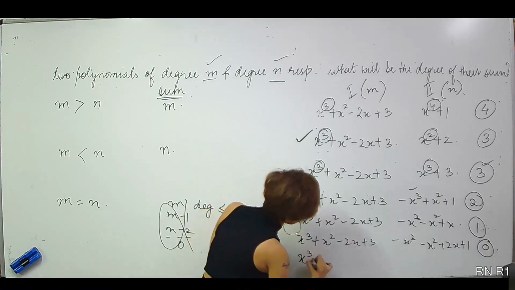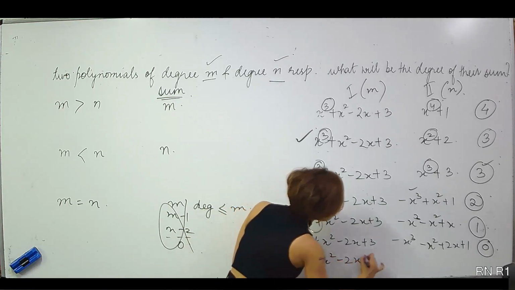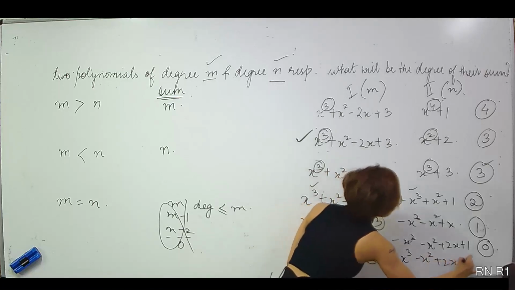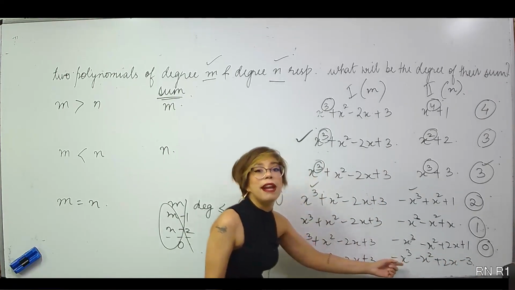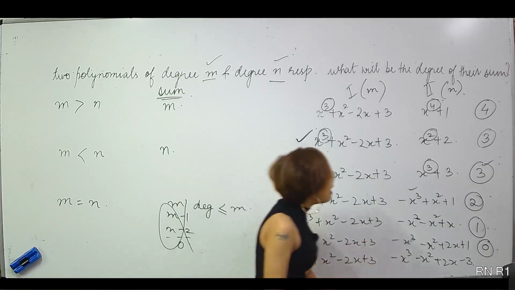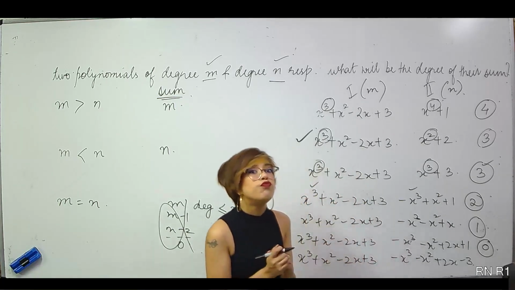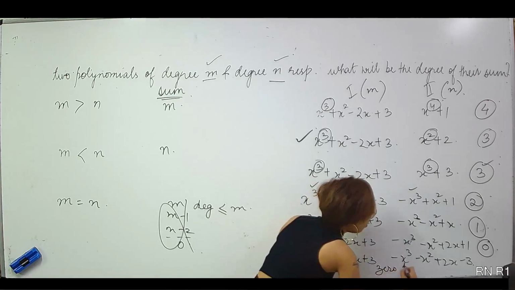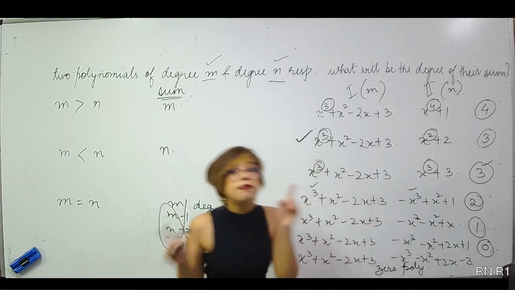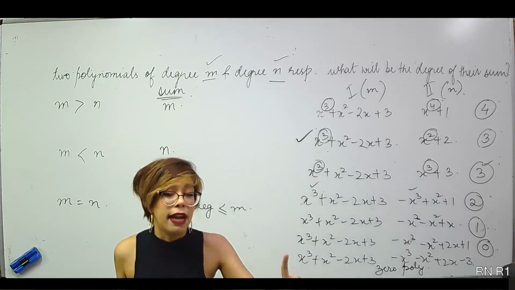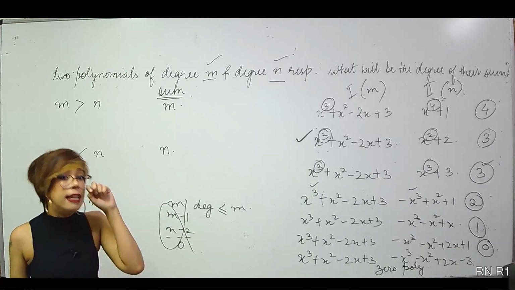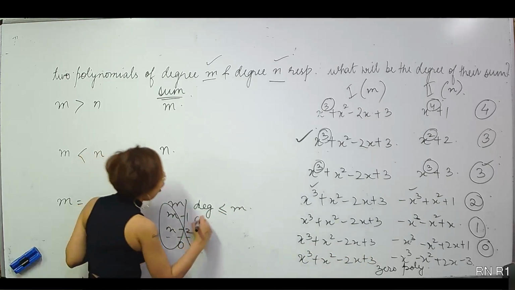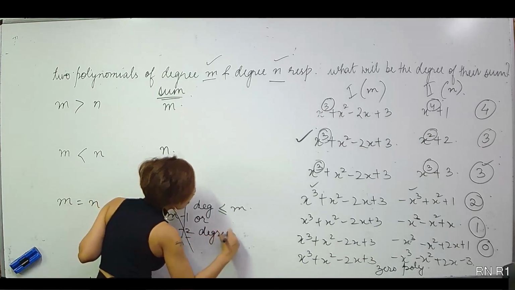If I take one polynomial to be x cubed minus x squared minus 2x plus 3, the other polynomial is minus x cubed minus x squared plus 2x minus 3. The negative of this polynomial, right? If I add these two up, the answer is 0. Mind it, when the answer is 0, that means that is a 0 polynomial. And the degree of 0 polynomial is not defined. A very important point. Degree of 0 polynomial is not defined. So that is also one case, or degree is not defined.